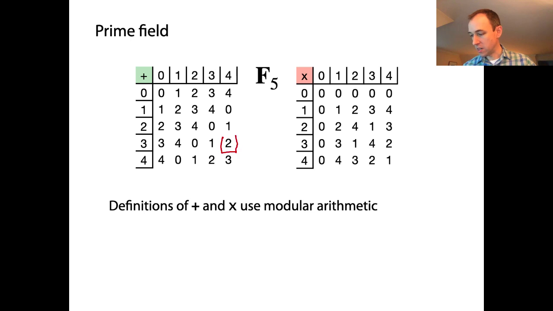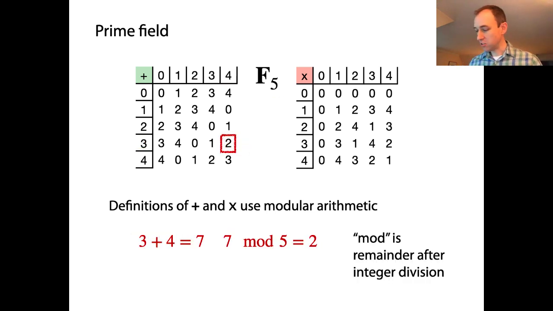Let's focus in on this element in the addition table. What that's essentially saying is the operands are 3 and 4. So it's saying 3 plus 4. Of course, if we use the full set of integers, 3 plus 4 equals 7, but we are actually taking that 7 and then taking its remainder after division by 5, because this is the prime field F sub 5, right? So we're taking 7, the remainder of 7 divided by 5, which is 2. So that's why we have 2 in this element right here, okay?